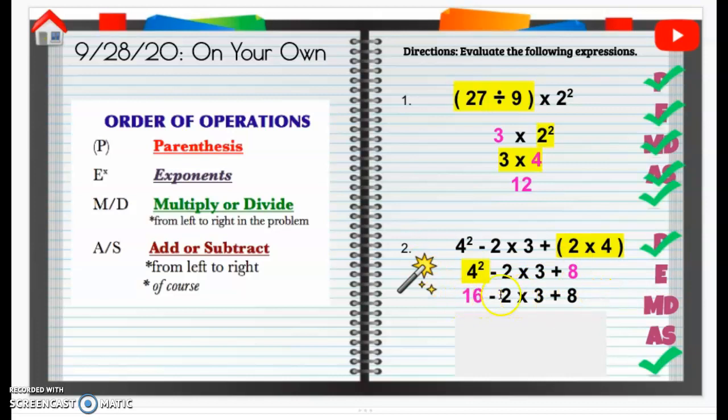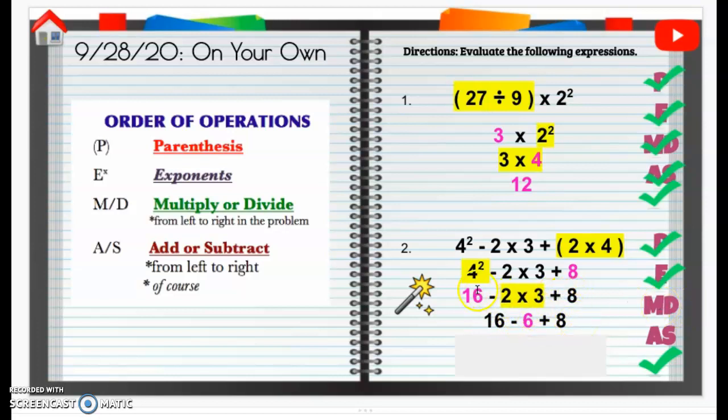Do we have any more exponents? Nope, I'm going to check that off. How about any multiplication or division? Yeah, and how do we go about that? Oh yeah, from left to right. So let's get our little magic wand. There it is. So we have 2 times 3. That is going to equal what? 2 times 3. That's going to equal 6. So I'm going to write that 6 down. And then I'm going to bring everything else down we didn't use. So that's 16 minus, and then that plus 8.